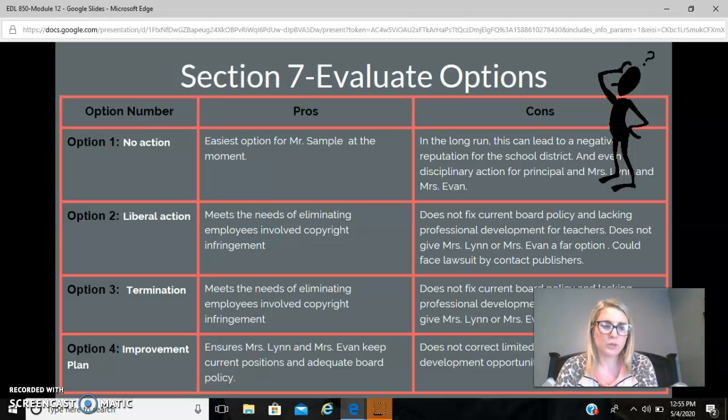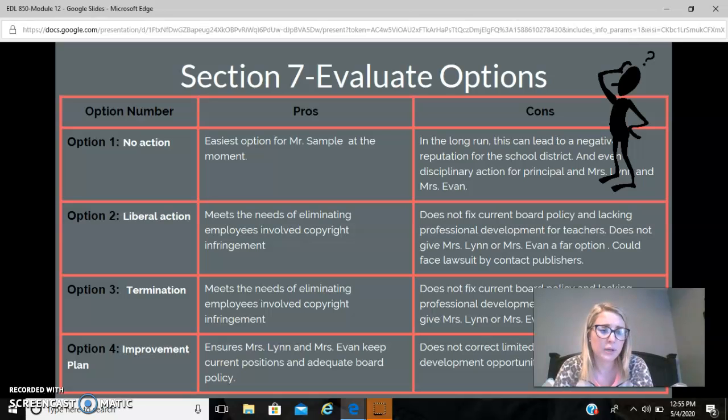Option 2 is a liberal action. This meets the needs of eliminating the problem employees that we are aware of in this situation, but it does not fix the current school board policy or the lacking professional development, and it really doesn't give Mrs. Lynn and Miss Evans a fair trial in this case. We don't think that they have knowledge of proper copyright, and the school district still could face lawsuits.